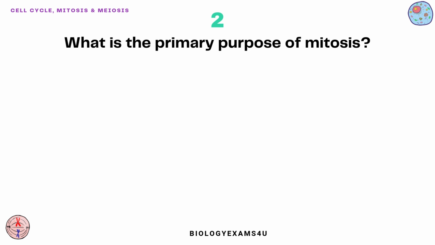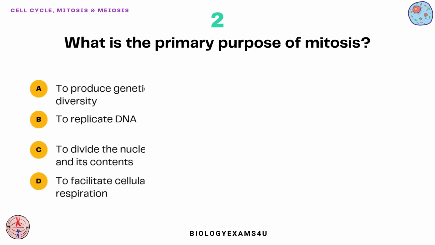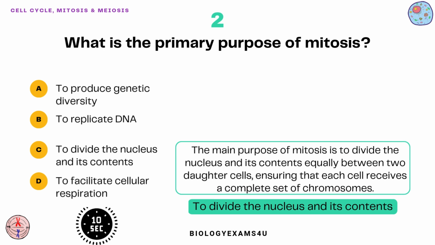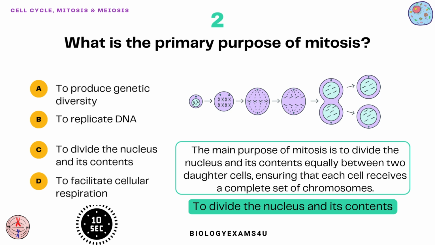Question number 2. What is the primary purpose of mitosis? Options are to produce genetic diversity, to replicate DNA, to divide the nucleus and its contents, to facilitate cellular respiration. Correct answer is to divide the nucleus and its contents. The main purpose of mitosis is to divide the nucleus and its contents equally between two daughter cells, ensuring that each cell receives a complete set of chromosomes.